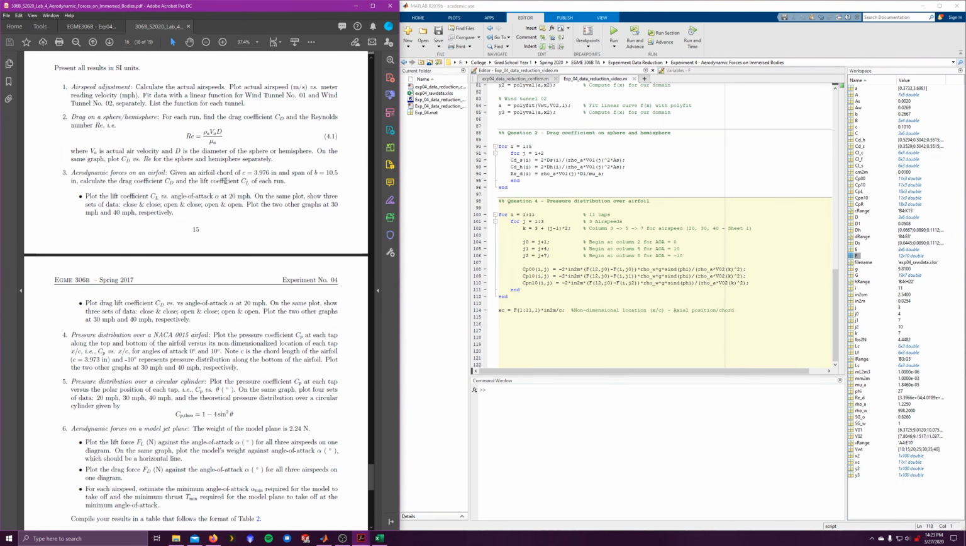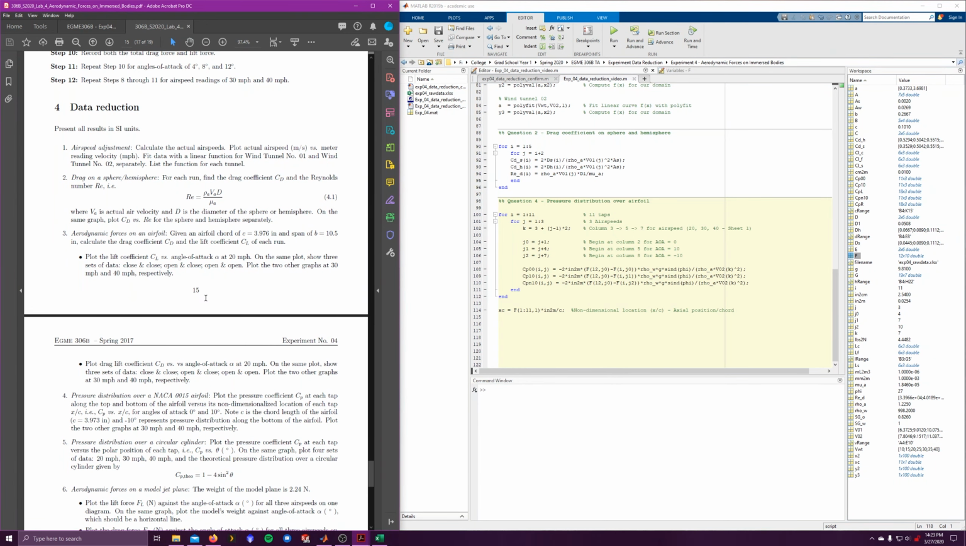So for question 3, just to go over again, that was for the lift coefficient on the airfoil. So we're doing that for different angles of attack and for 20 miles per hour, 30 miles per hour, and 40 miles per hour. And we're also doing that for our different flap and slat configurations. Okay, so let's get started on question 4 though.